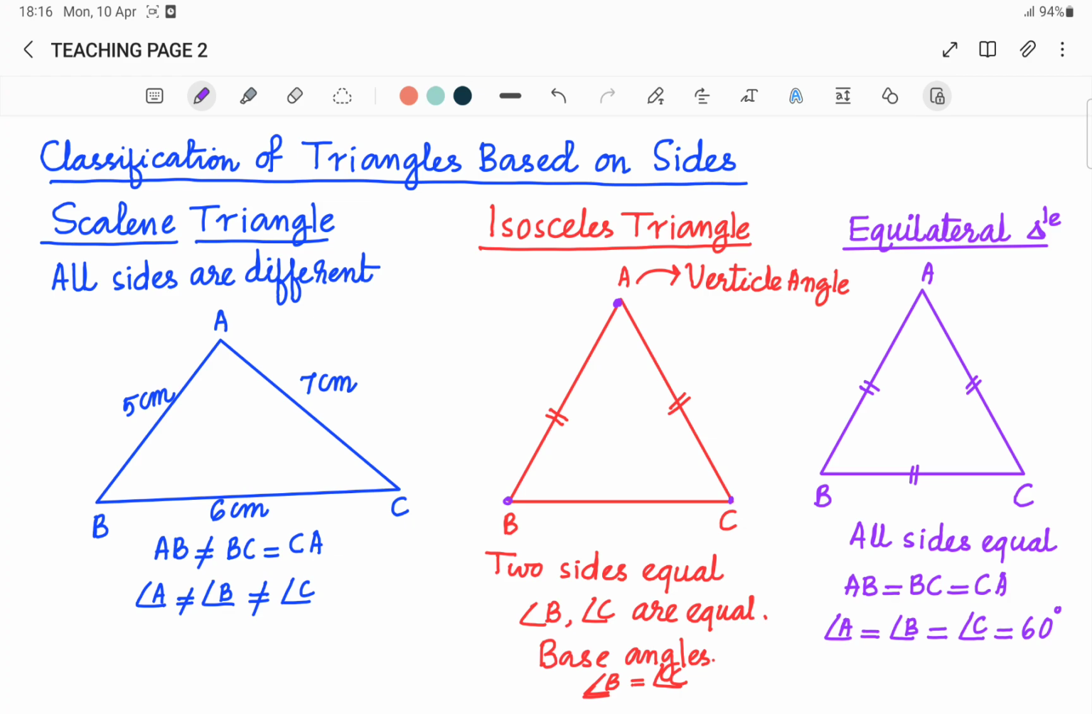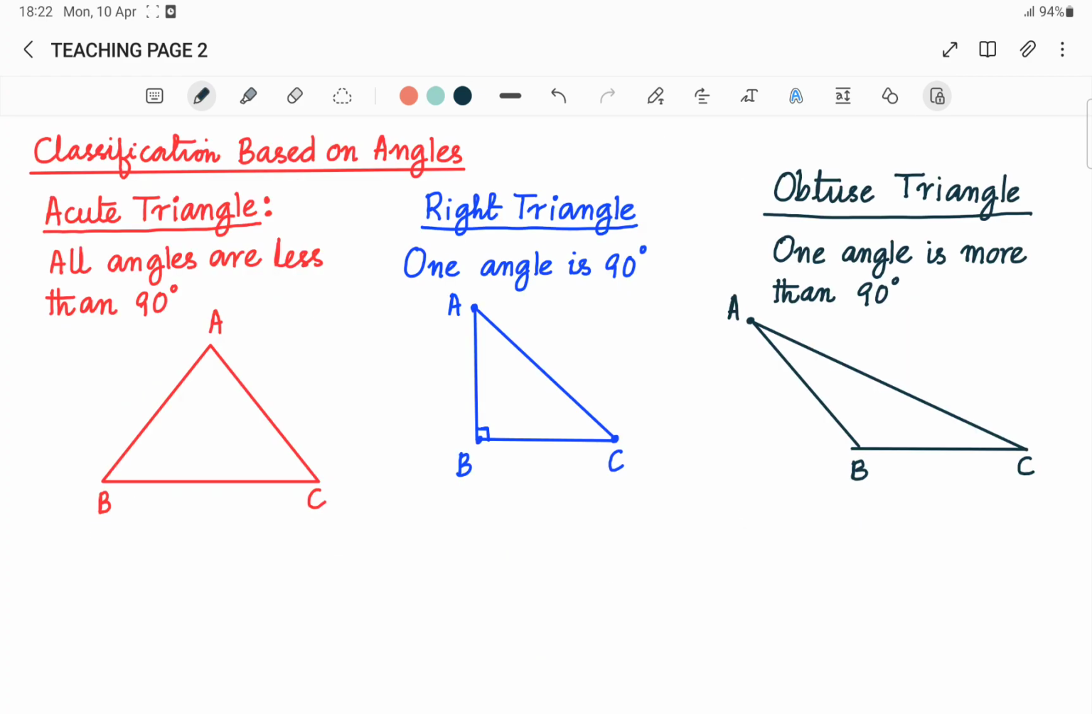Now, we will discuss classification of triangles based on angles. Here, you can see classification of triangles based on angles. The first category is acute triangle. The next one is right triangle or right angle triangle. And the third one is obtuse triangle.